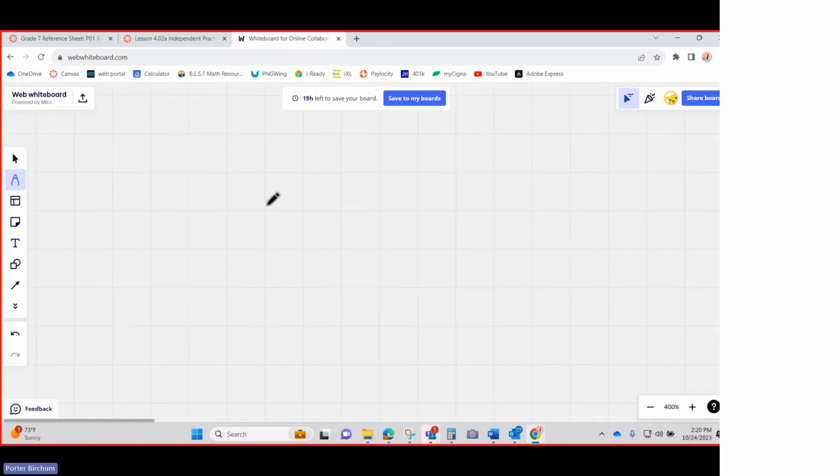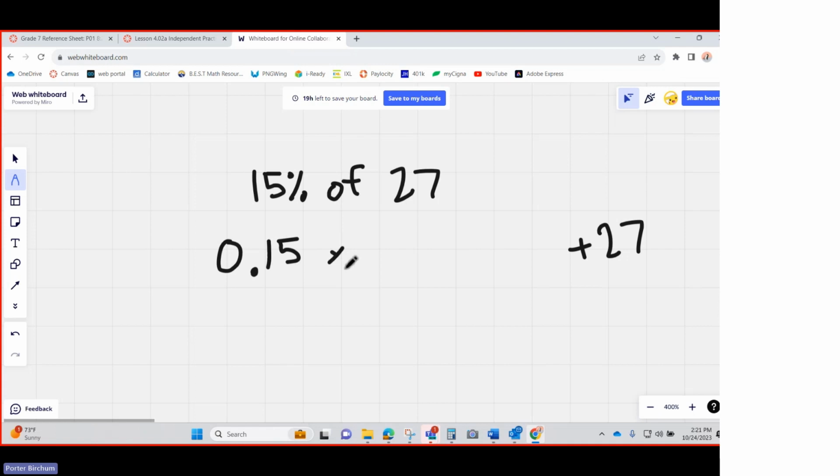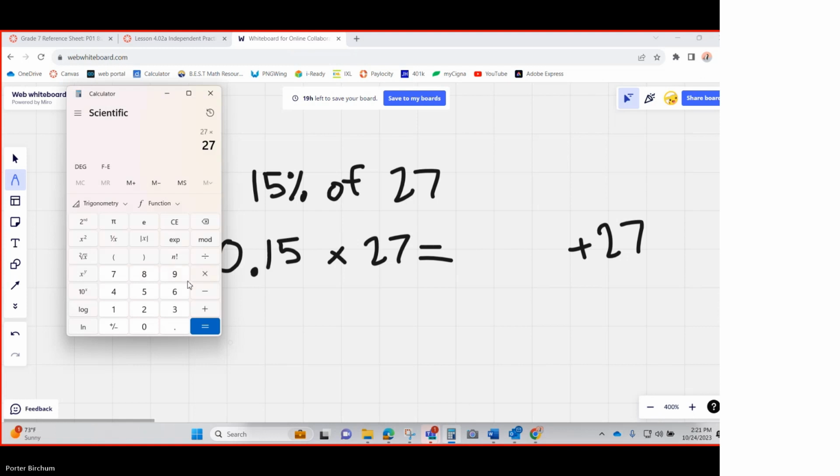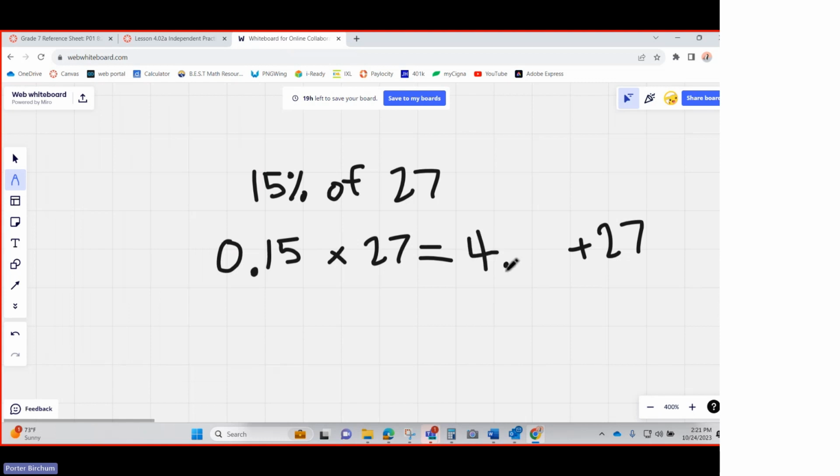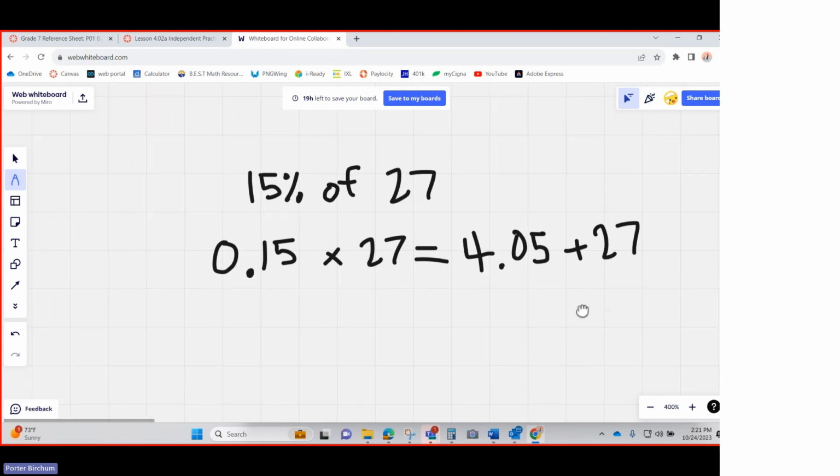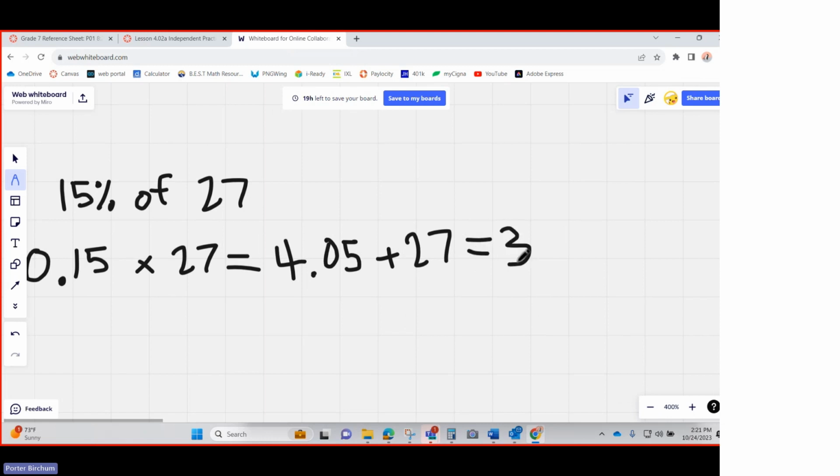So 27. First, let's find 15% of 27. Then we will add that to 27. 15% of 27 is the same as 0.15 times 27, which is 4.05. 4.05 plus 27 is 31.05. Thank you, calculator.